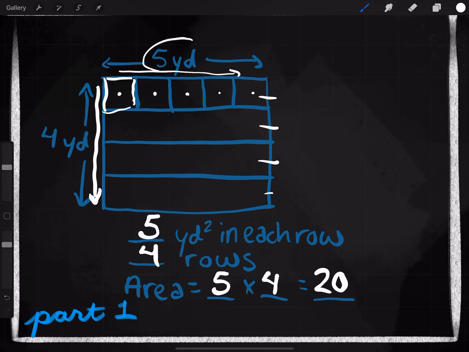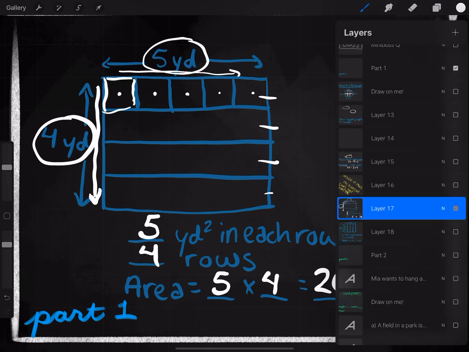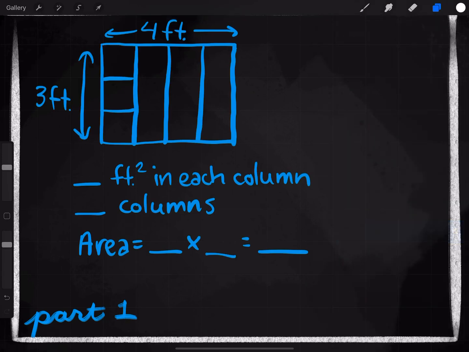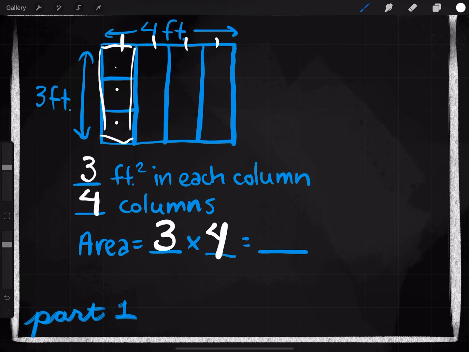You can also see here we have 5 and 4. 5 times 4 is 20. And then this one is drawn the opposite way. So here's a column. Each column has 1, 2, 3 square feet, and the number of columns are 1, 2, 3, 4. So the area of this rectangle is 3 times 4, which if you multiply, you'll get 12. So you took this 4 multiplied by 3.